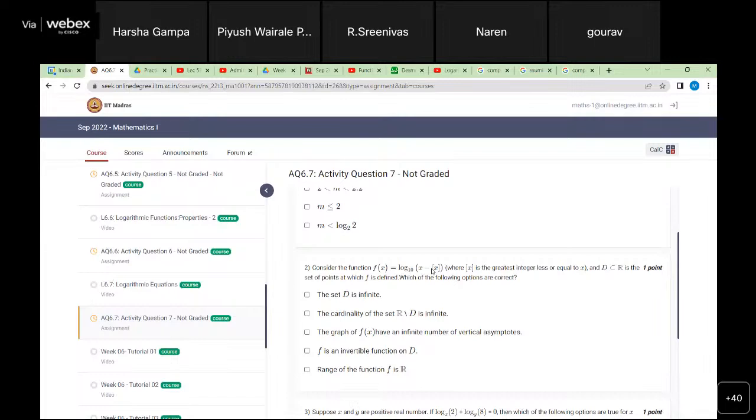Yes, sir, the range can be negative. Sorry, it will be minus infinity to 0. How can it be positive? It cannot be positive because the difference will always be less than 1, so it will be a fraction only. So it will be minus infinity to 0. Yeah, I missed that part. Thanks for pointing out.